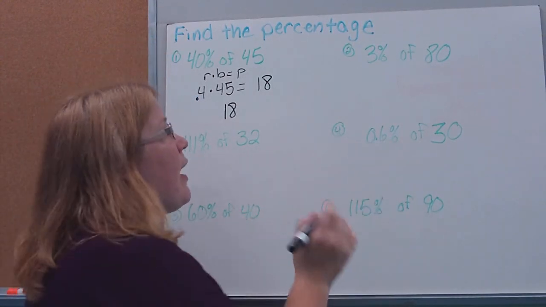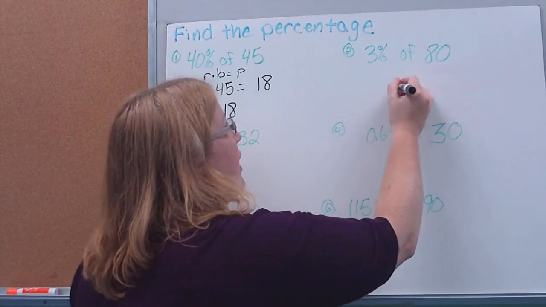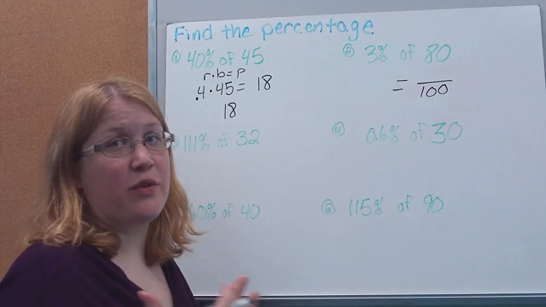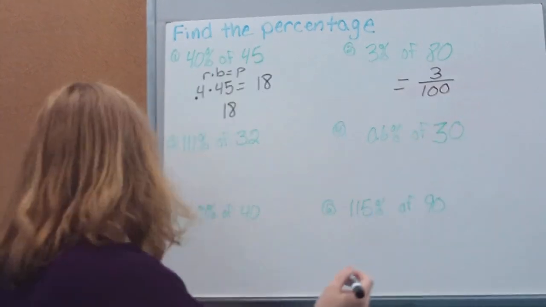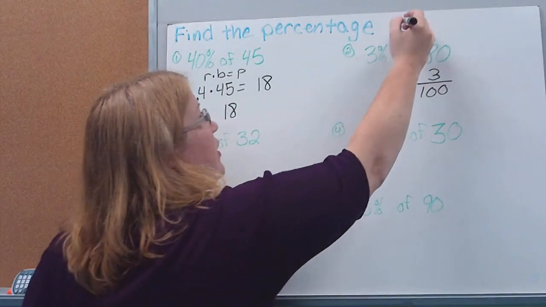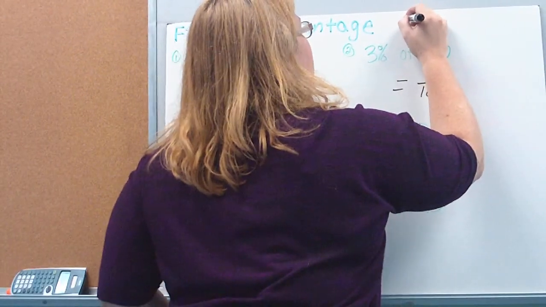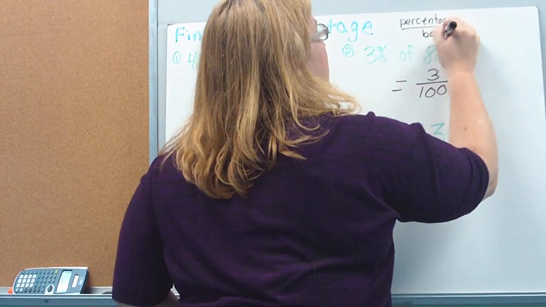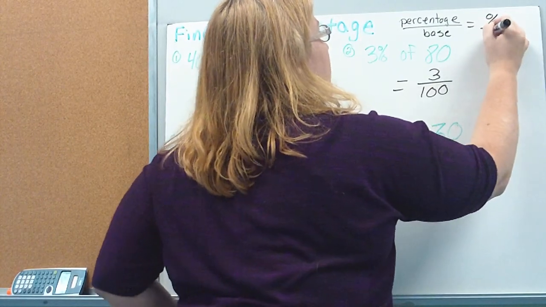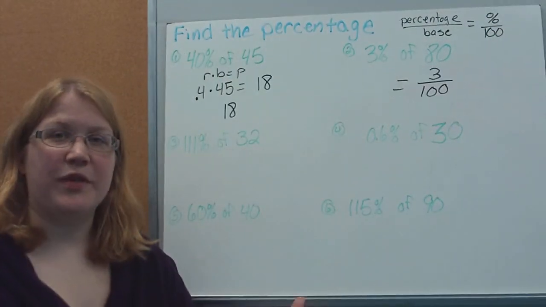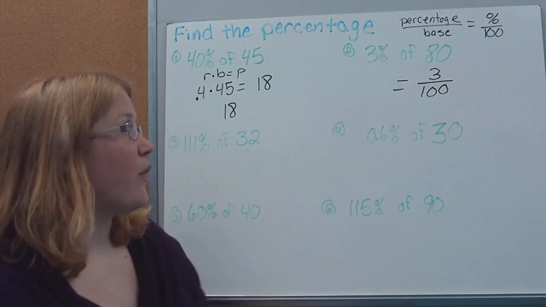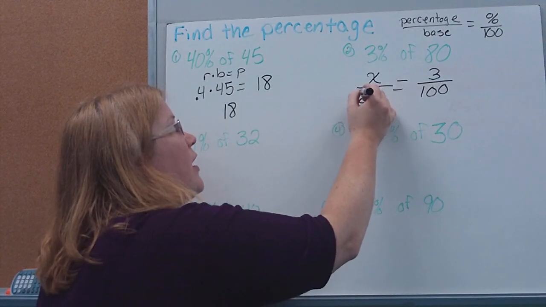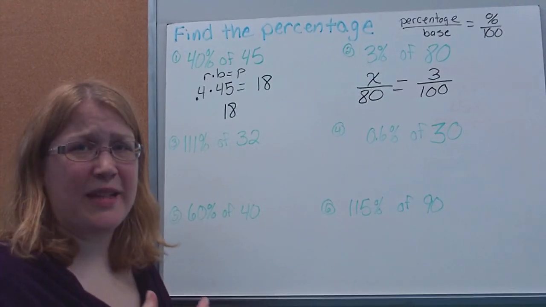So over here, I'm going to set it up using my other method, which was my proportions. Now, your percentage always goes over 100, and that just goes to how we write percentages. So my percentage always goes over the 100, so it's 3 over 100. And let me rewrite this here. Percentage over base is equal to percent over 100. Okay? And you'll recall that's how we always write percents, as fractions, as the number over 100. So that makes sense. Over here, it's the percentage I'm solving for, and my base is 80.